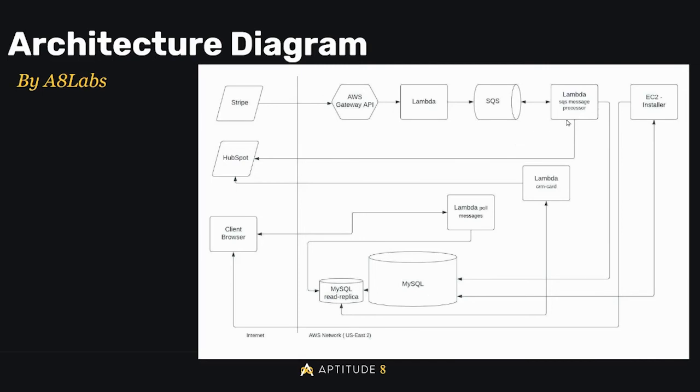So that event data that I spoke about a little while ago would again come into the gateway, into the Lambda, into the queue, where then our Lambda SQS message processor will pretty much chew through it, and it would save a lot of that data to HubSpot, maybe in the form of a transaction object or refund information or whatever the case is. We've got our EC2 installer, like I talked about beforehand. We definitely use it as part of the install process. We have our Lambda that's going to handle our CRM cards.